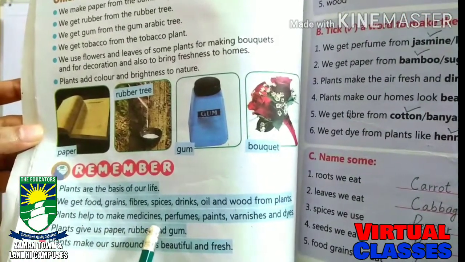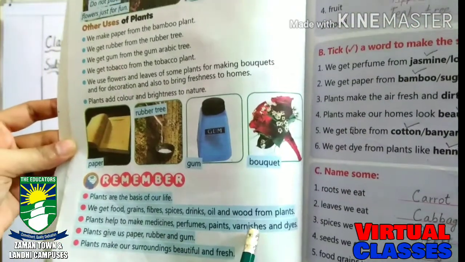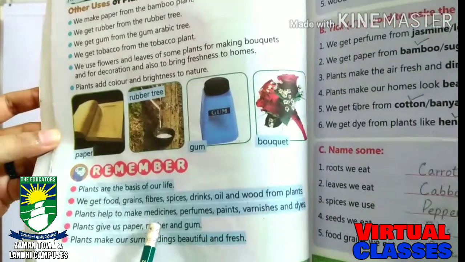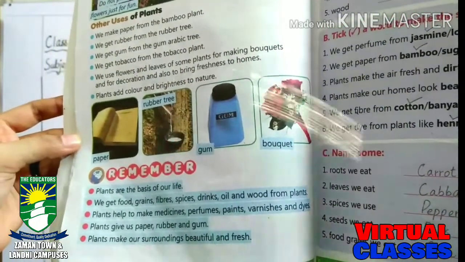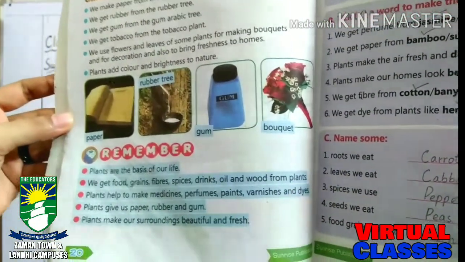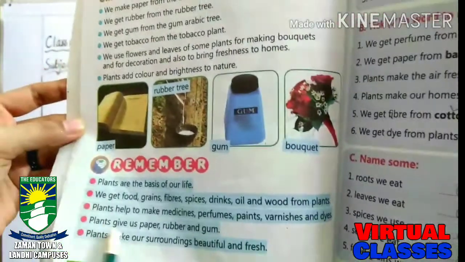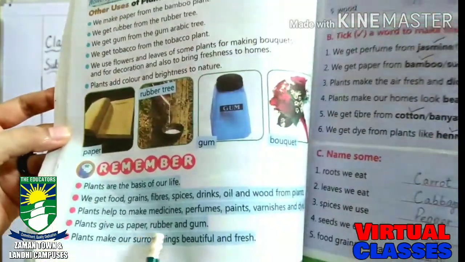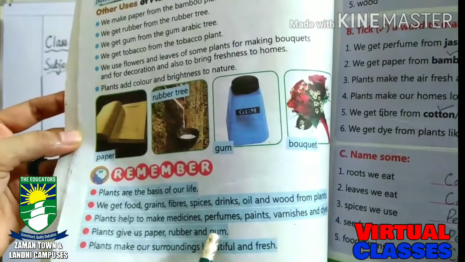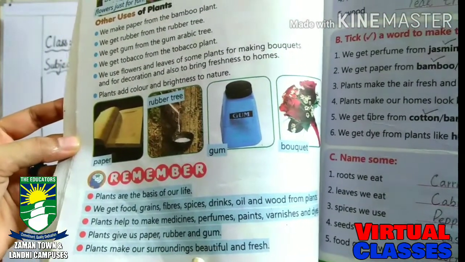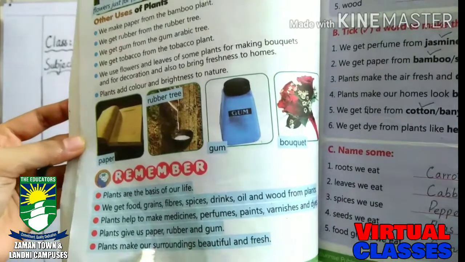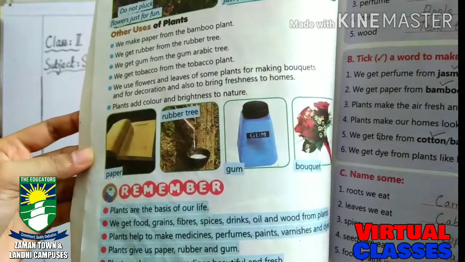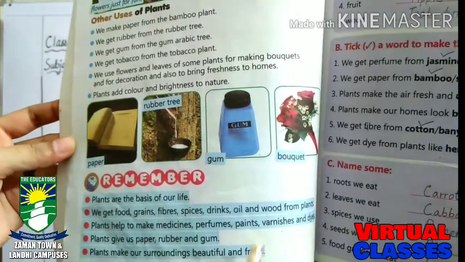Plants help us to make medicines, perfumes, paints, colors, dyes and varnishes. Plants give us paper, rubber and gum. Plants make our surroundings beautiful and fresh. When we use plants for decorations or for our houses or surroundings, they make them beautiful and fresh.